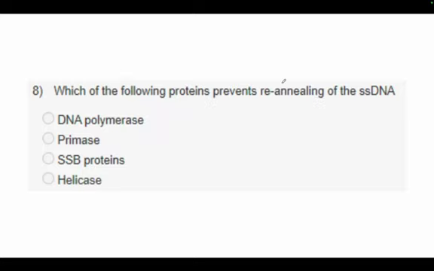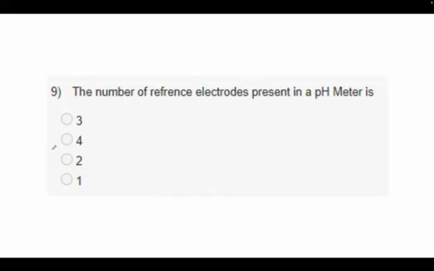Which of the following proteins prevents reannealing of ssDNA? So, when we have separated the two strands during DNA replication, the two strands are kept separated due to the binding of a protein called single-stranded binding protein, which is going to keep the two single-stranded DNA separate. Number of reference electrodes present in a pH meter is dash. A pH meter will typically have one reference electrode.